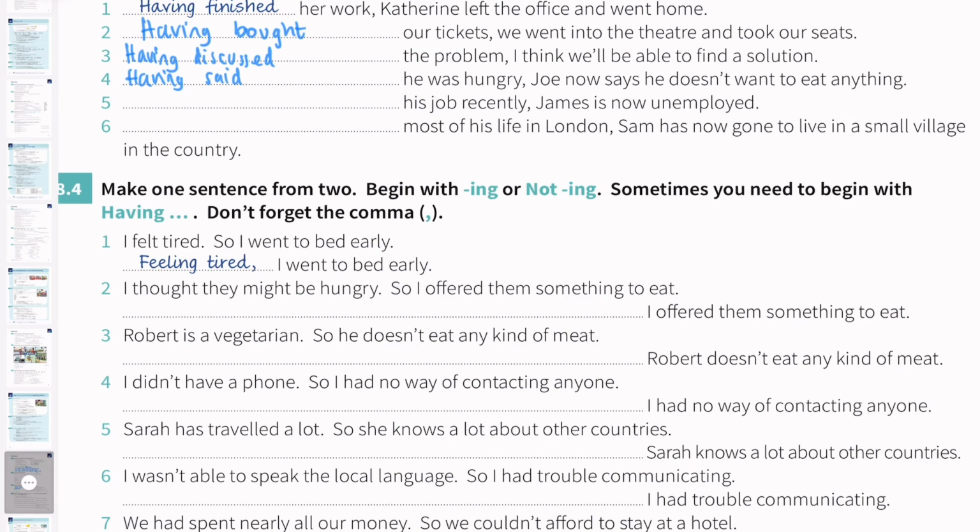Then number 5, having something his job recently, James is now unemployed. So something about his job recently, James is now unemployed. He doesn't have a job anymore. So we have to use the verb lost his job recently. We can use having lost. Lost comes from the verb to lose, right? Or we can use the verb to give up as well. Having given up his job recently.